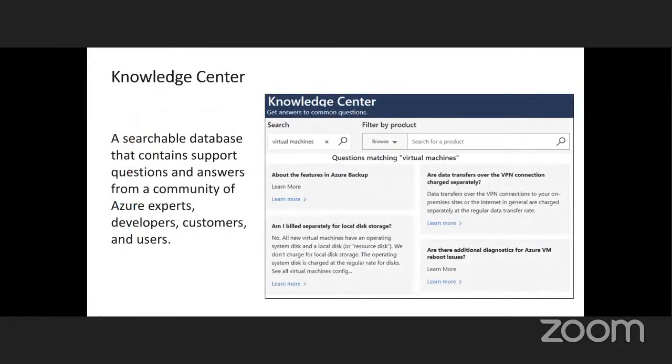So Knowledge Center, a searchable database that contains support questions and answers from a community of Azure experts, developers, customers, and users. This is so helpful because here you may find answers to your questions. These are the experts talking about a specific matter that may be the answer to your problem, okay? That's another resource.